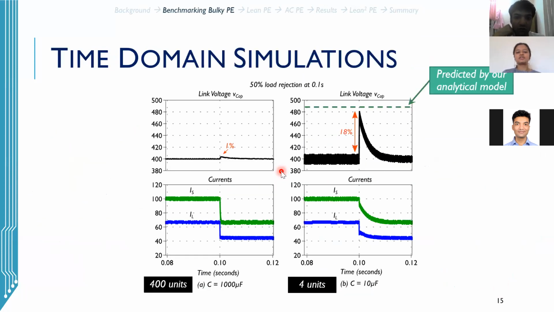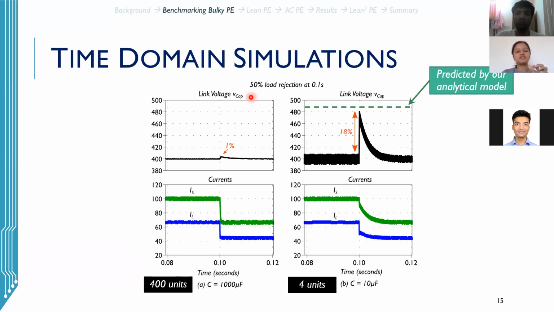Right. So this is the time domain simulation, and just to point out again, we have this capacitor value, which is 1000 microfarad, and we designed a stable system for this capacitance value. Then we varied the value to 10 microfarad, and we again redesigned the system such that we have stable operation. So when we have a 1000 microfarad capacitor, the energy storage is in the range of 400 units, which is 400 times the energy transfer rate.